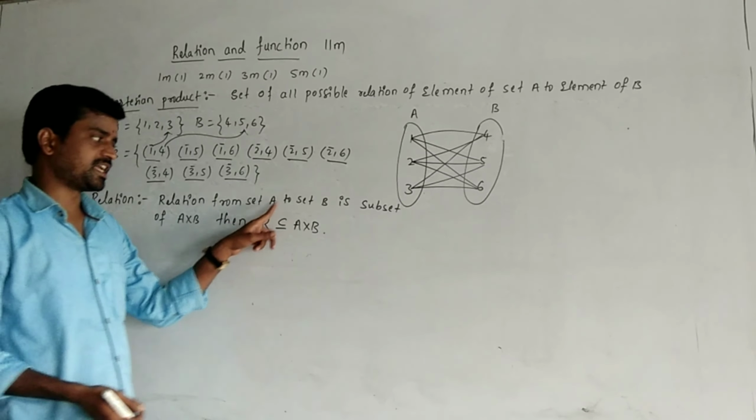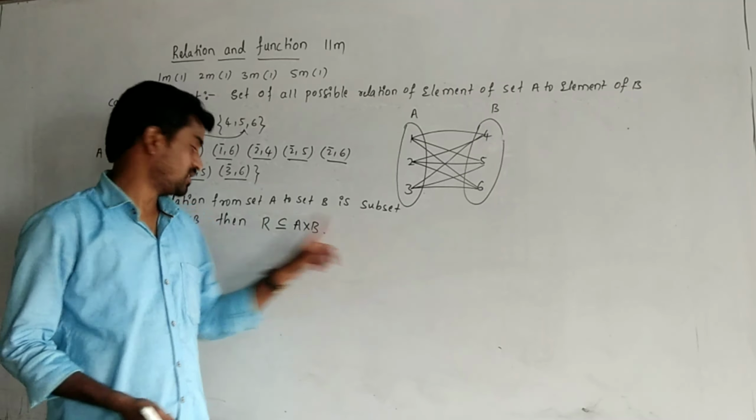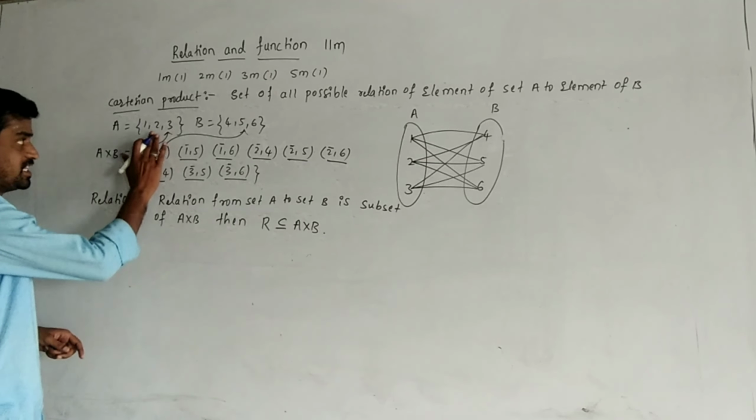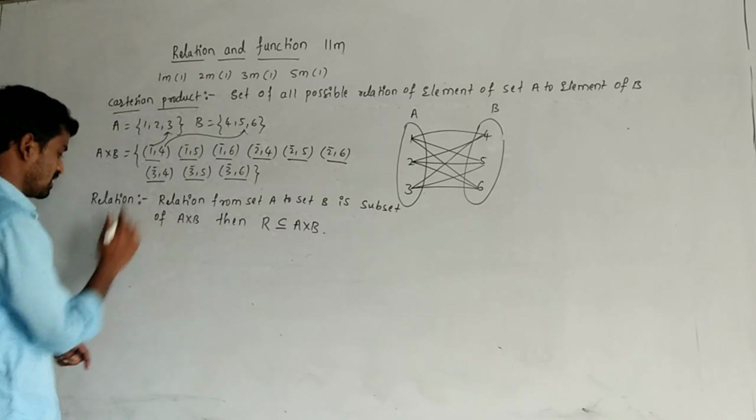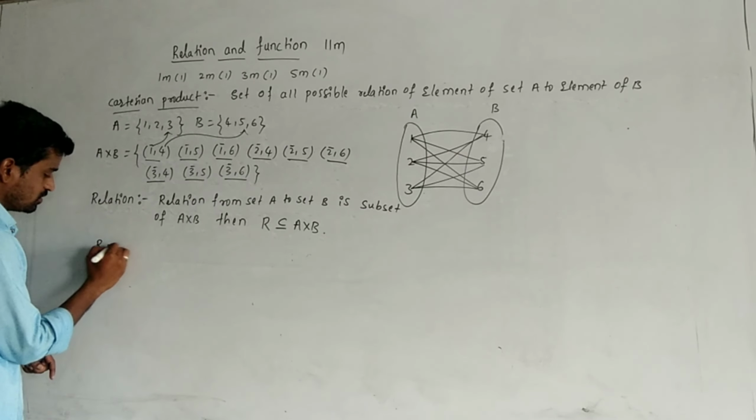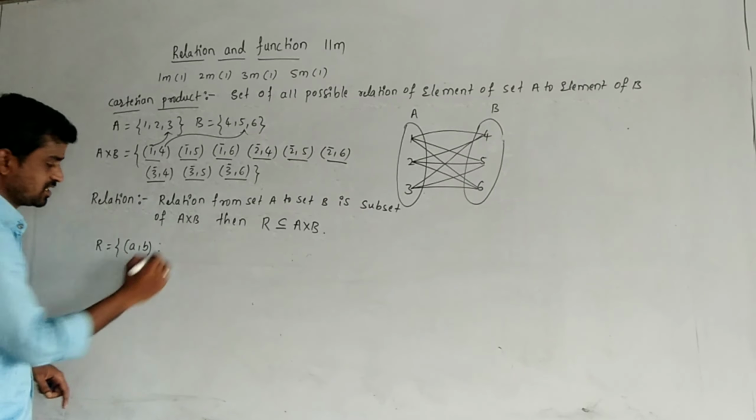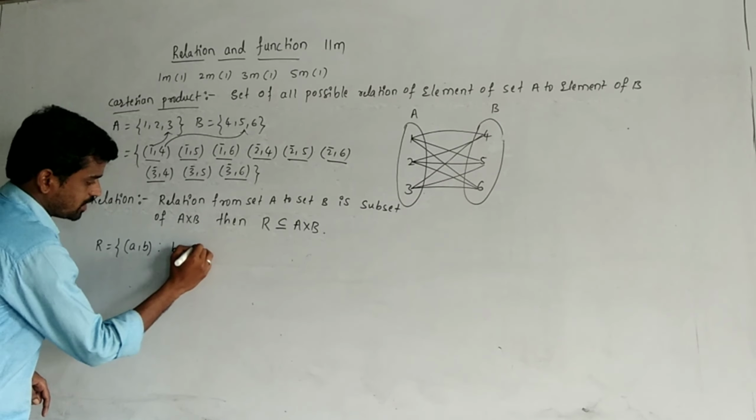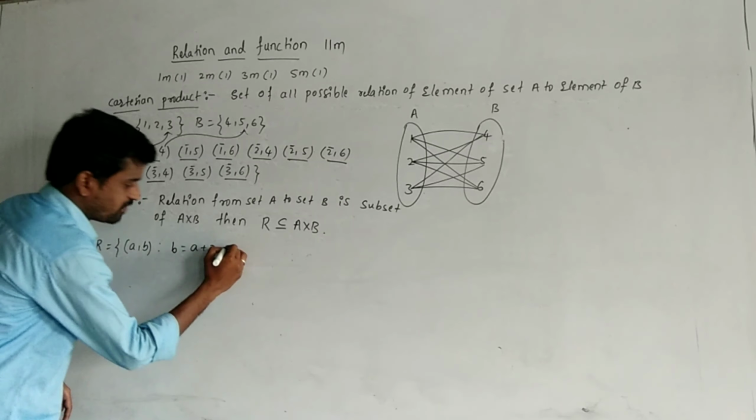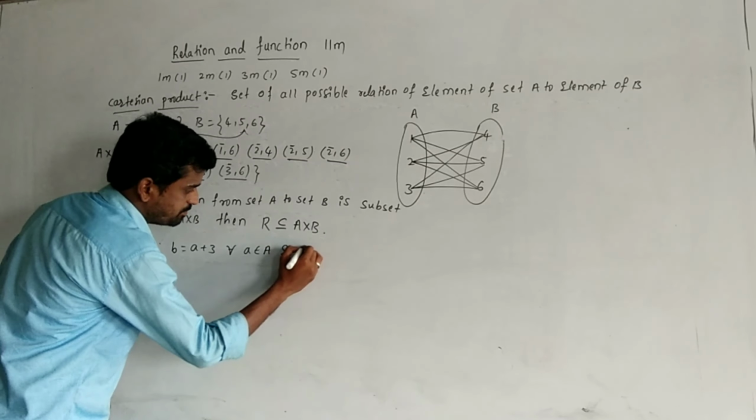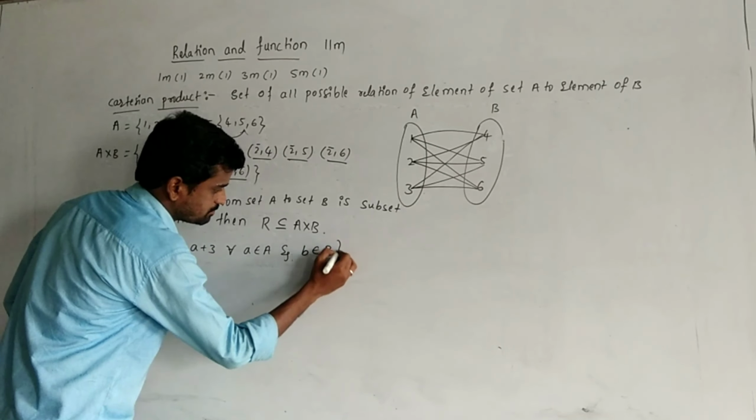Relation from set A to set B is subset of A cross B. Consider relations on these three elements and these three elements. R is equal to A comma B such that B is equal to A plus 3 for all A belongs to set A and B belongs to set B.